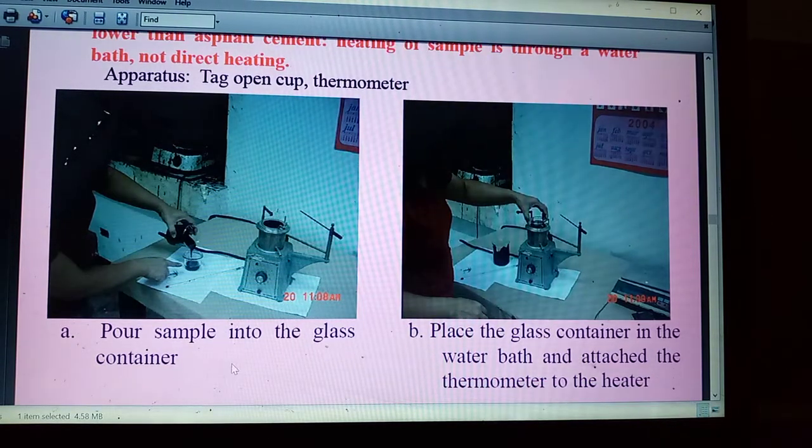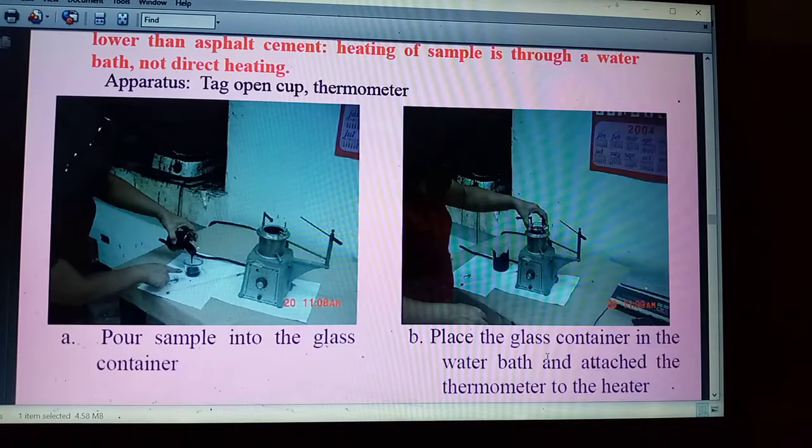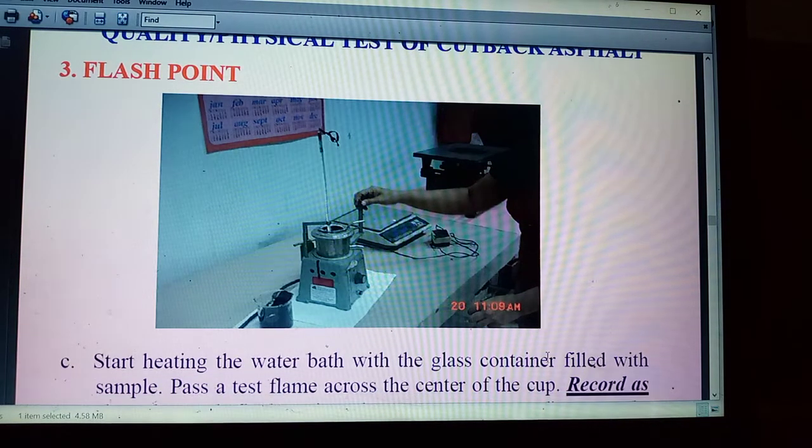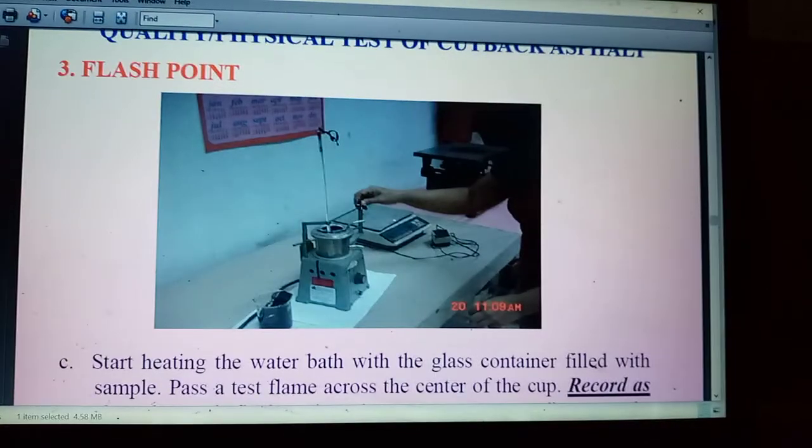So, pour sample into the glass container. Then, place the glass container in the water bath and attach the thermometer to the heater. Okay? Yan yung B. Then, start heating the water bath with glass container filled with sample, plus a test flame. Test flame across the center of the cup.